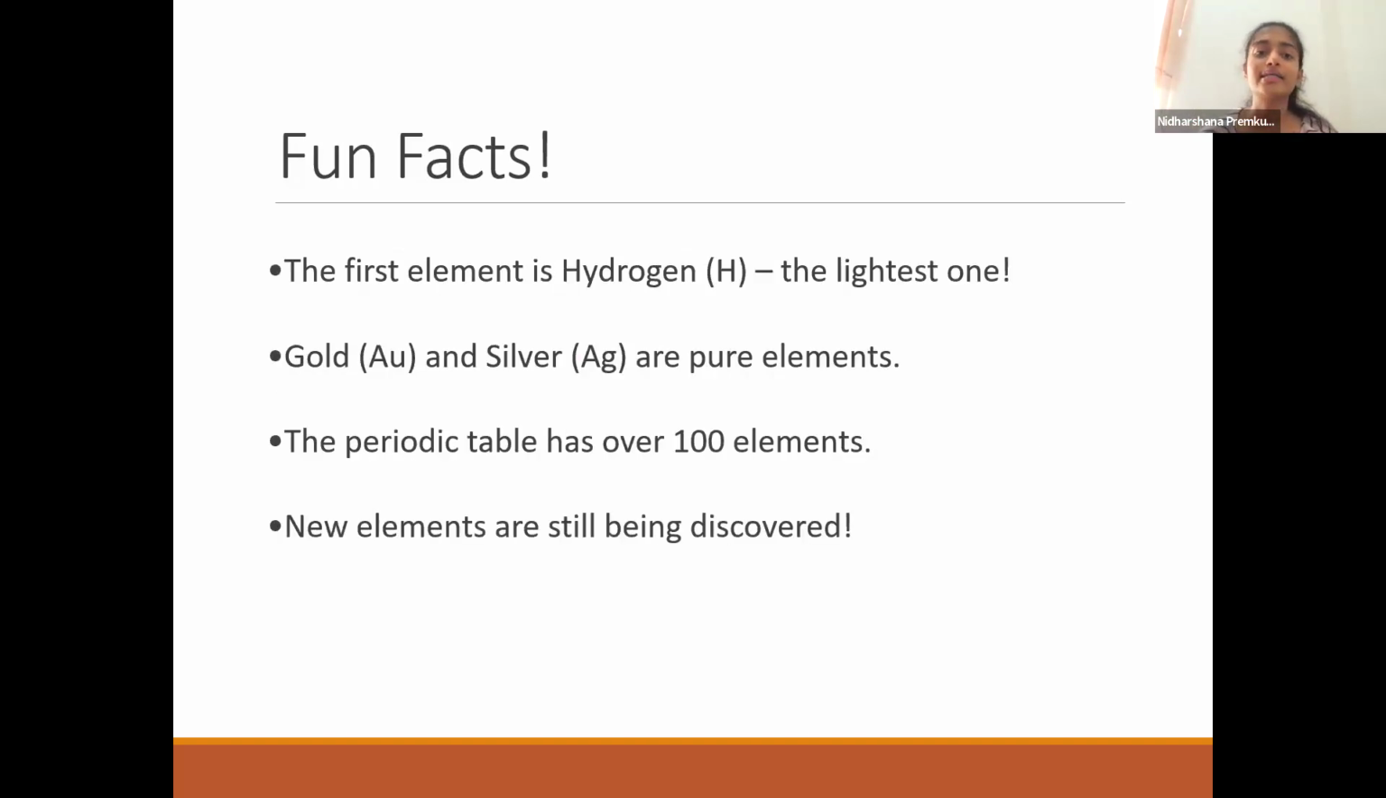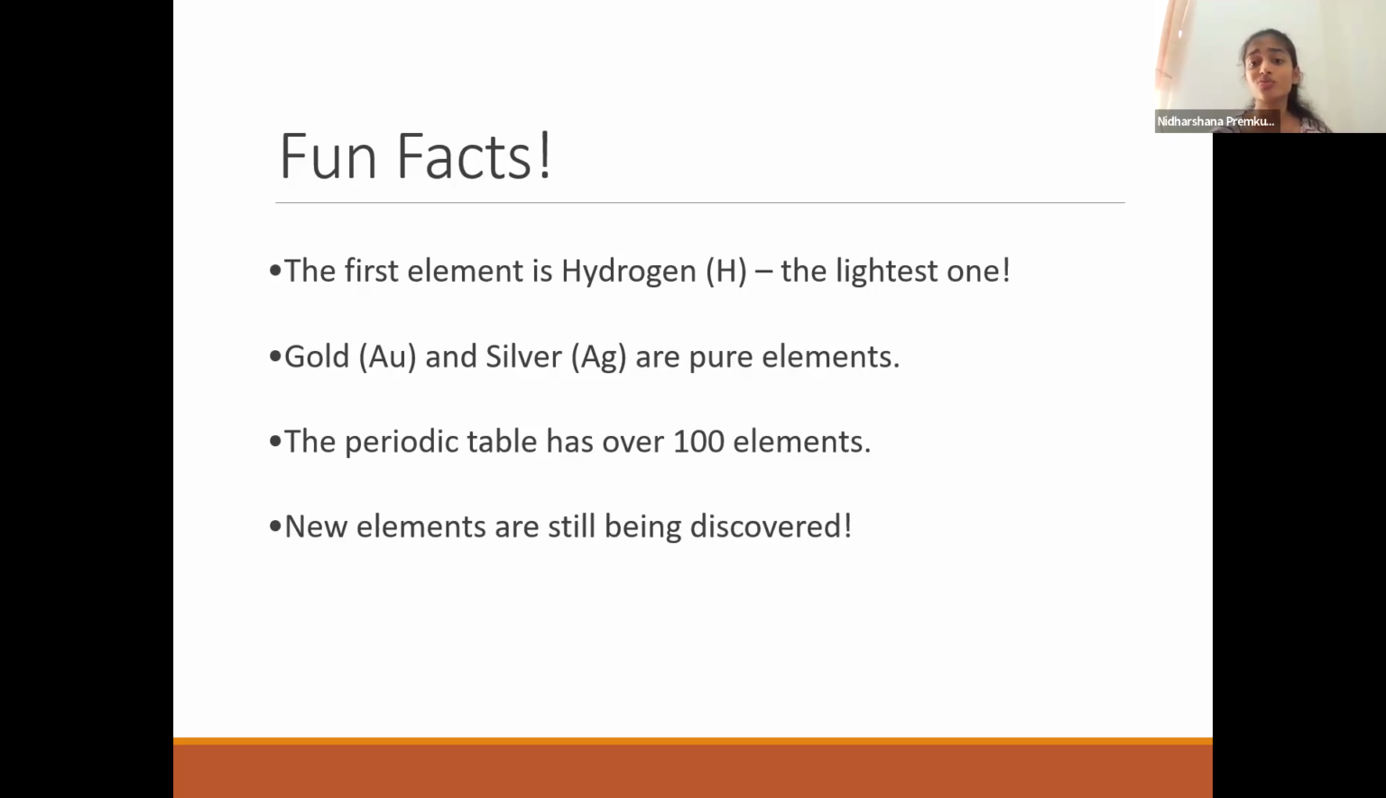Now, a fun fact. The first element, hydrogen, is the lightest element discovered so far. Gold and silver, the ones we use for jewelry, are pure elements that you can find on Earth. Most of the other elements are actually not pure. They are either in their salt form or they are mixed with something else. So two of the pure elements you can find on Earth are gold and silver.